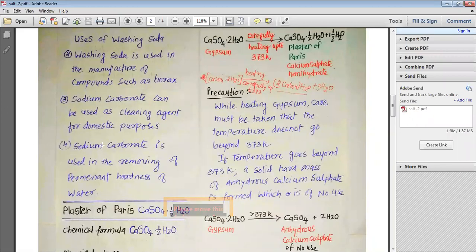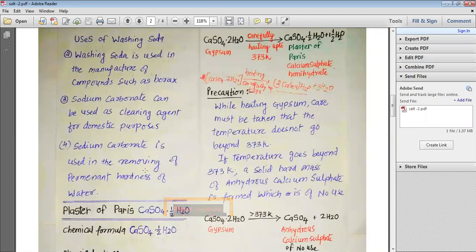Sodium carbonate can be used as a cleaning agent for domestic purposes. So my dear students, we can use it in our homes for cleaning. Sodium carbonate decahydrate or washing soda is also used for washing domestic things, the things in our house, that is what is known as domestic things. So to wash domestic things, we can use washing soda.